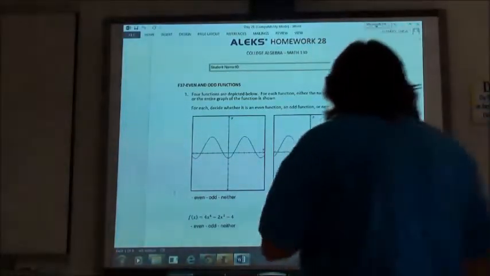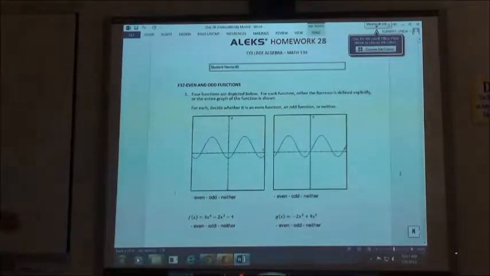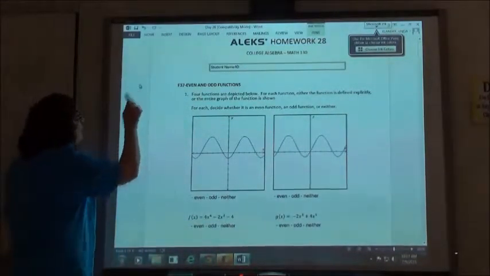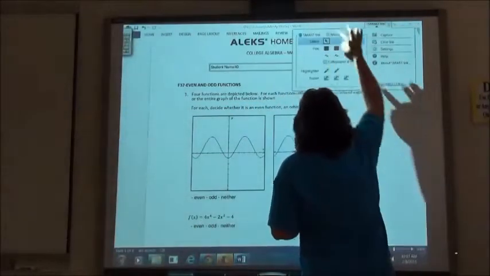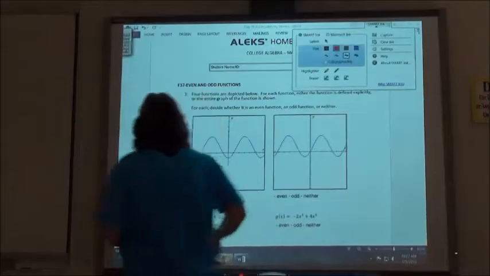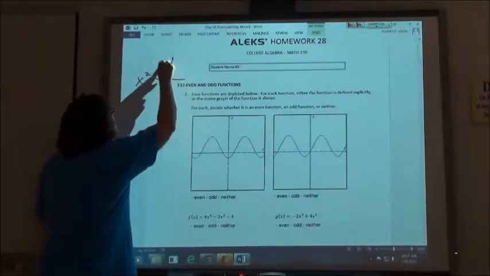So homework 28 starts off with odd and even functions. If I just take the most basic even function, the graph of x squared, it looks something sort of like this.